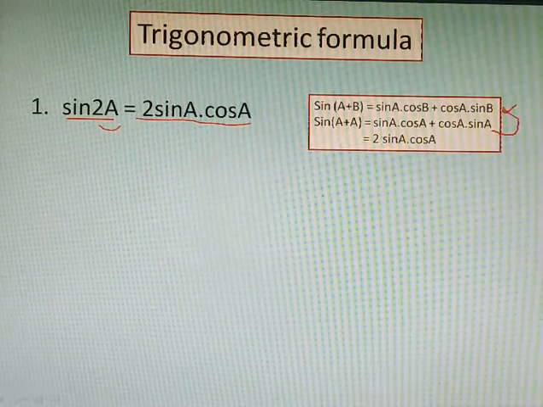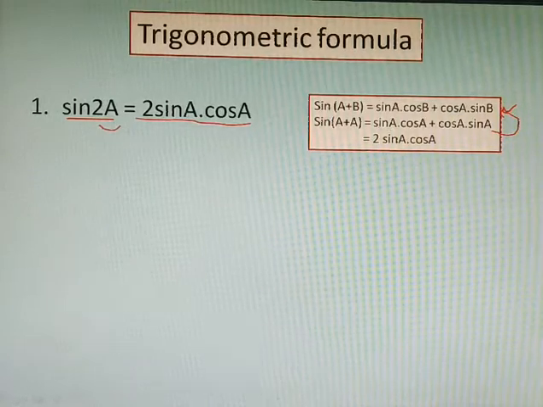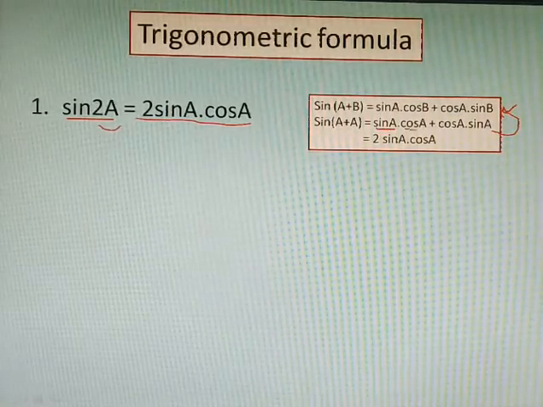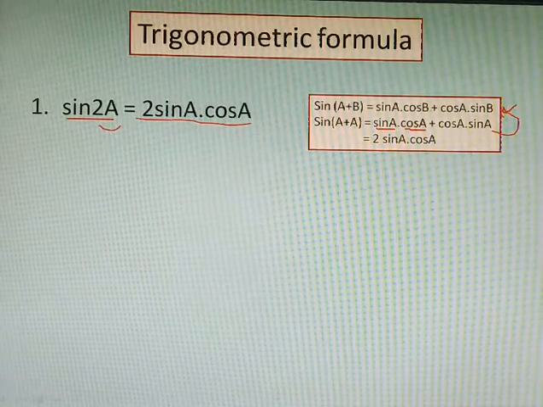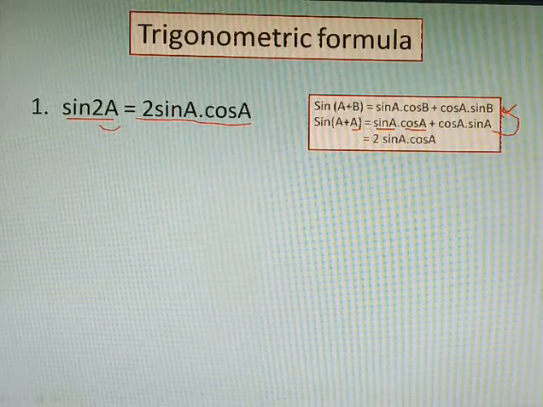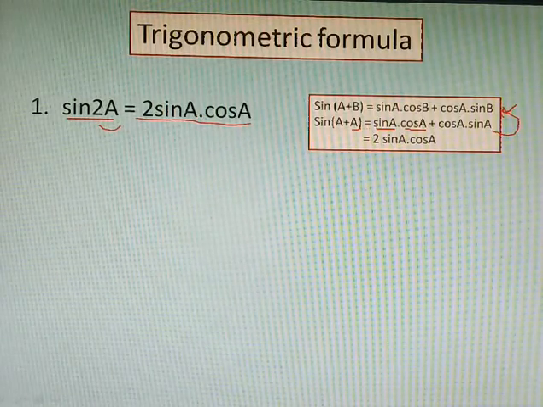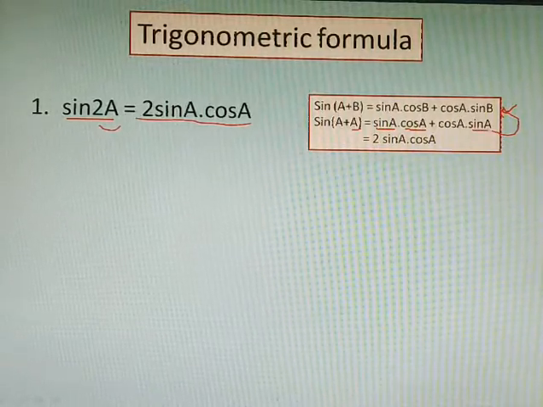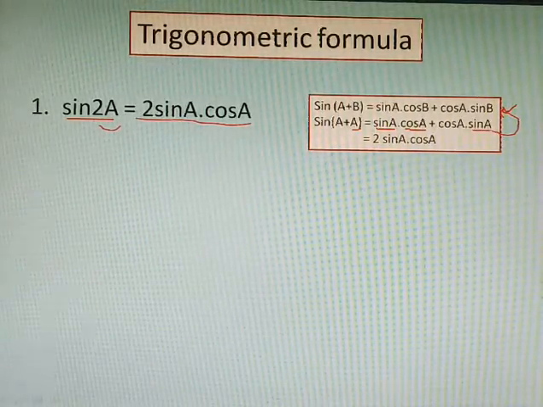comparing with this formula, we'll get sine A into cos A. So instead of B, we'll get A here, since we have A in the bracket in place of B. And again, sine here in the second part will also have angle A.